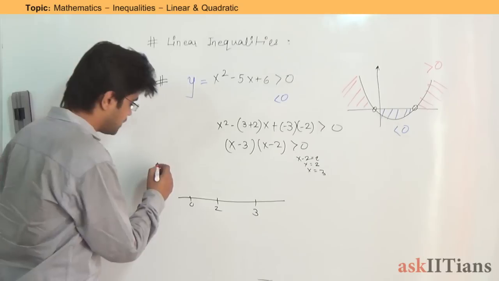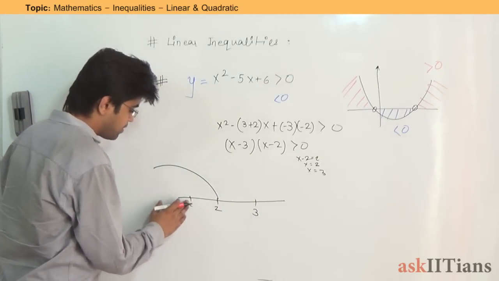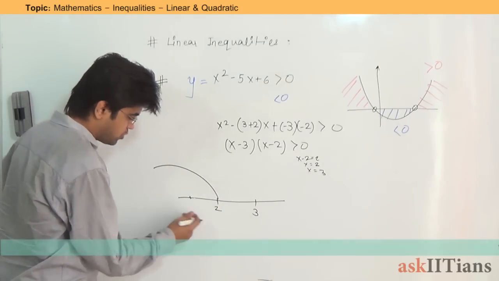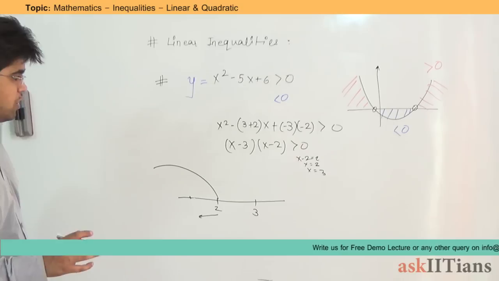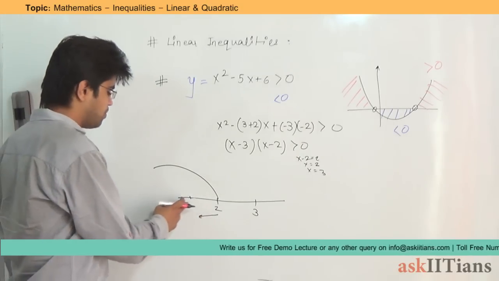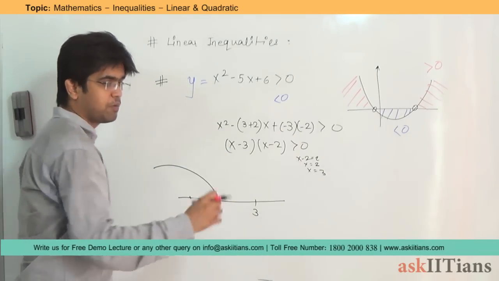If the function is positive, then my graph would start like this. That means that before this x equal to 2, on the left hand side of x equal to 2, all the values are positive. If you put any point on the left hand side of x equal to 2, all will give you a positive outcome.